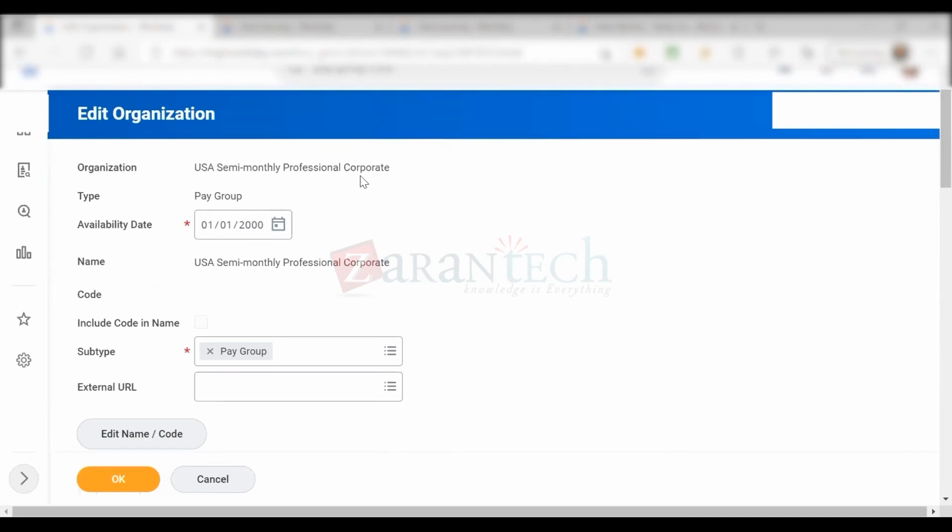So we can name our pay group how we want to name it. Type of organization is pay group. We can set the availability date, and normally we set this up as 1/1/2000. But if we are converting employees who were hired before 1/1/2000, then we can pick the availability date as 1/1/1900. The key is that you need to have an availability date prior to the oldest or most senior employee in the company, so that if we assign that pay group to that employee, it is available to get assigned.